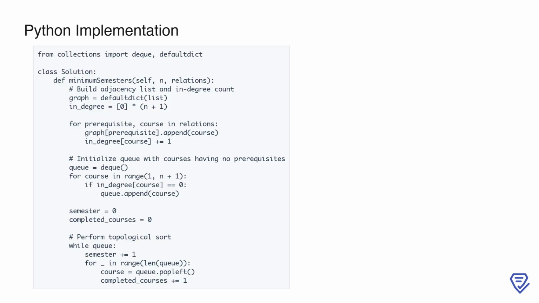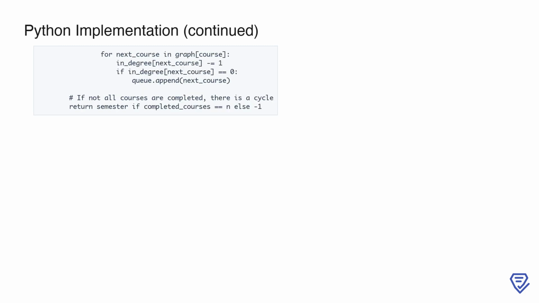Now, we introduce two variables, semester to keep track of the number of semesters and completed_courses to count how many courses we have successfully processed. We then enter a while loop to perform the topological sort as long as there are courses in the queue. Within the while loop, each iteration represents one semester, so we increment the semester counter at the start of each iteration. For every course currently in the queue, we process it by dequeuing it and incrementing the completed_courses counter. Then, for each course dependent on the current course, which we find in the adjacency list, we decrement its in-degree. If the in-degree of a dependent course becomes 0, we add it to the queue since it is now ready to be taken.